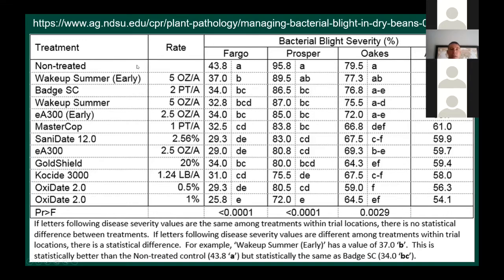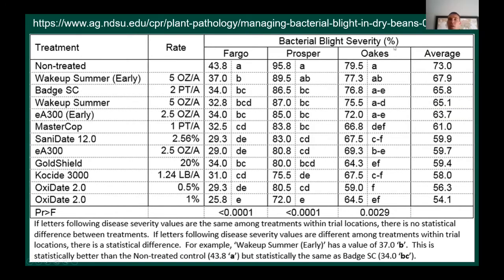So the treatment options here are on the left of the screen. The rates that we applied them are right next to it. And these were applied multiple times for the most part. Most of the time, they were applied twice, okay? So there were 3 different locations that we looked at: Fargo, Prosper, and Oaks. So these were all on NDSU experiment ground here, and they're organized by disease severity.